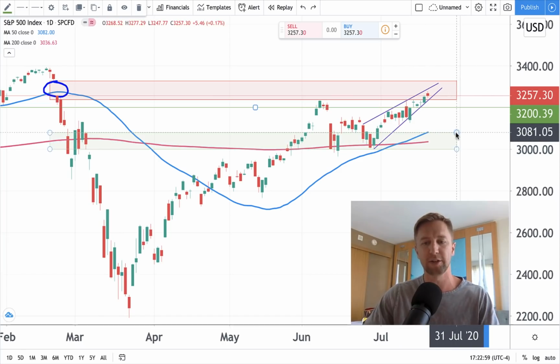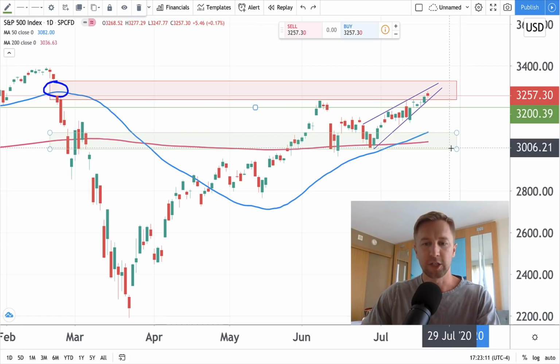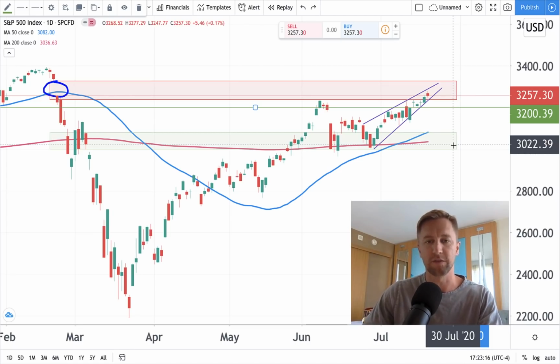The 200 moving average is going to continue to move up day by day, and those are major areas of support. So there's a lot of positive things going on for the bulls, but there are still some very important things to pay attention to for the bears.